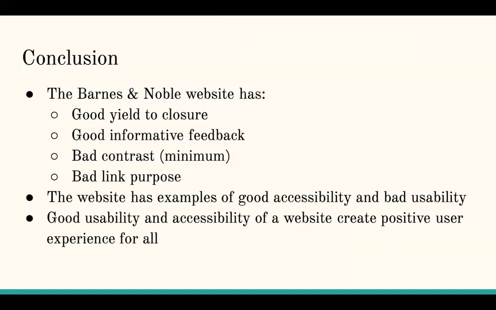In summary, the Barnes & Noble website has good yield to closure with the end goal of purchasing products, good informative feedback with link and button responses, bad contrast minimum with thin small font, and bad link purpose with See All links. The website also has good examples of accessibility and bad usability that were not included here. A website's good usability and accessibility creates a positive user experience for all types of users.